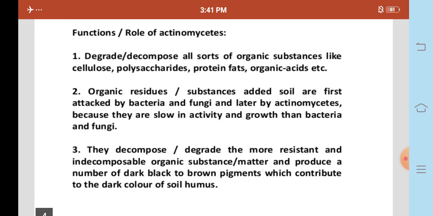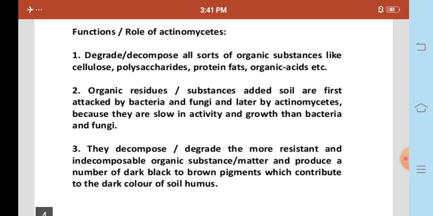Because they are slow in activity and growth compared to bacteria and fungi, they degrade the more resistant and indecomposable organic matter and produce a number of dark black to brown pigments which contribute to the dark color of soil humus. These are the functions of Actinomycetes.